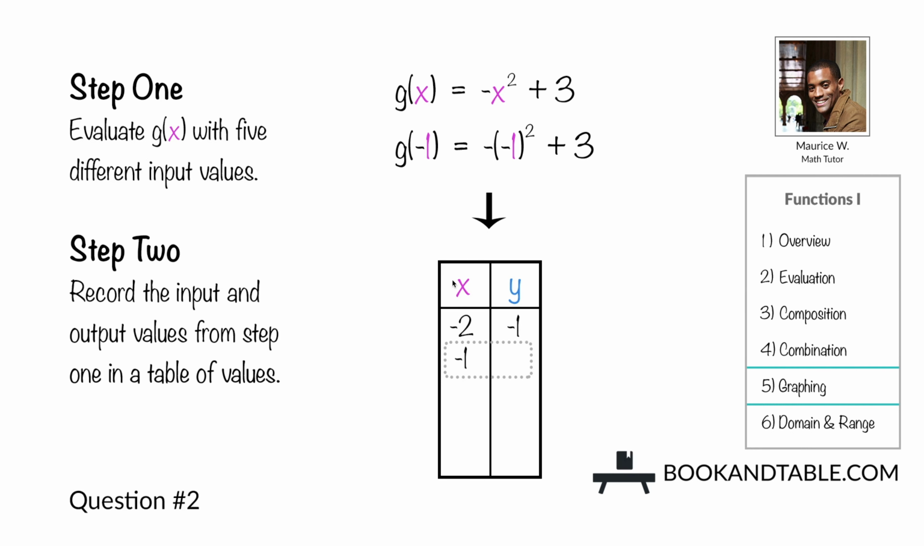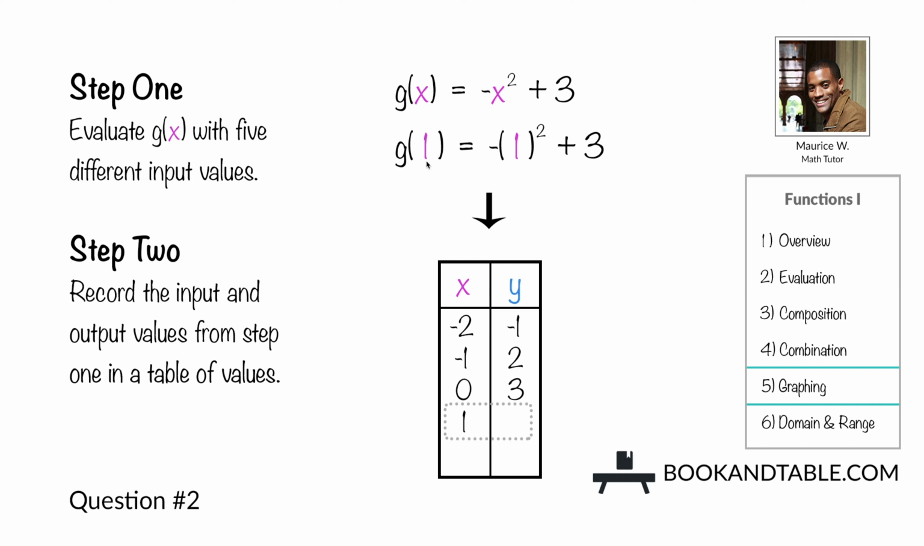We then plug in -1 for x, showing us g(-1) is equal to -1 times (-1) squared, which would be -1. And -1 plus 3 is equal to positive 2. So the input is -1 and the output is positive 2. We now plug in 0 for x, showing us g(0) is equal to -0 squared plus 3. This would be 0 plus 3, which is equal to 3. So the input is 0 and the output is 3.